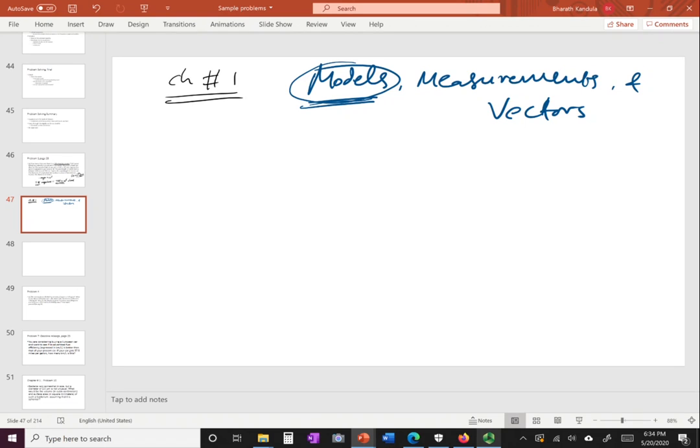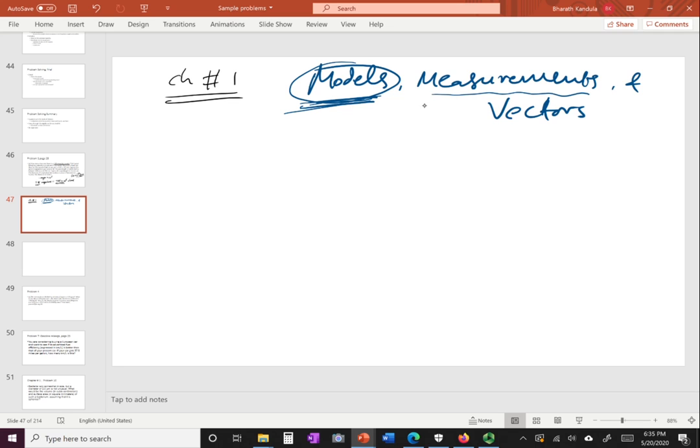This is chapter 1, models, measurements and vectors. Models are very useful in physics. If you have a complex system, to understand that system we can make a model of it with some approximations. So we use models to understand complex systems.